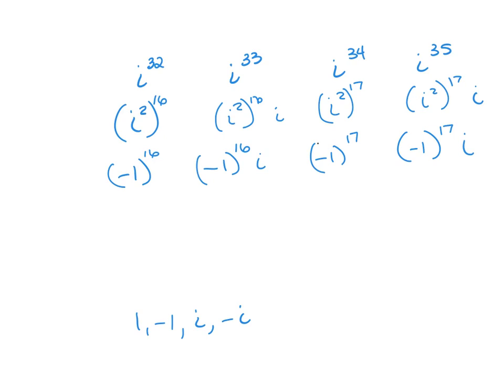If you're doing -1 to an even number, you get 1. If you get -1 to an even number with an i, you get i. What's -1 to an odd number? -1. And -1 to an odd number with an i on it is -i. You see how you got one of each of those when you have 4 in a row?